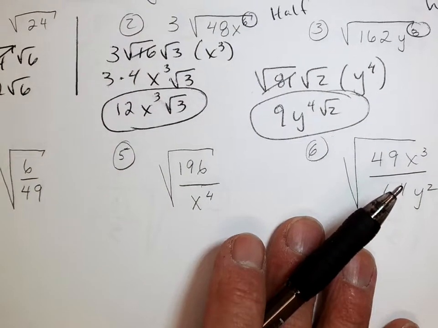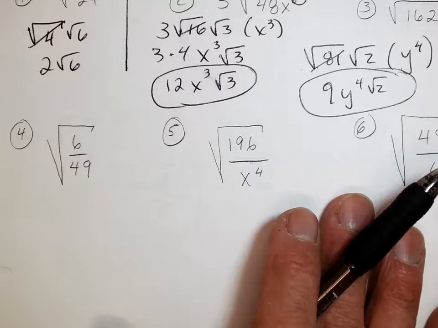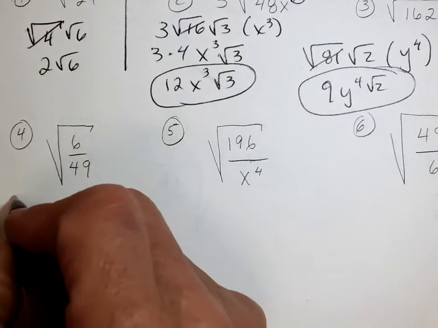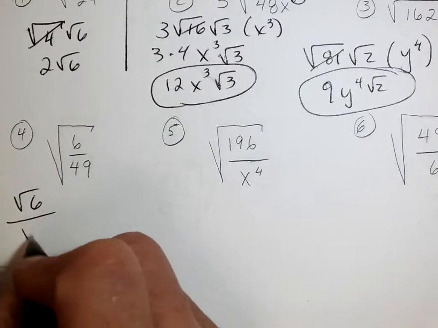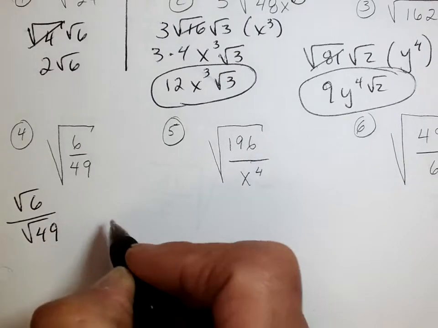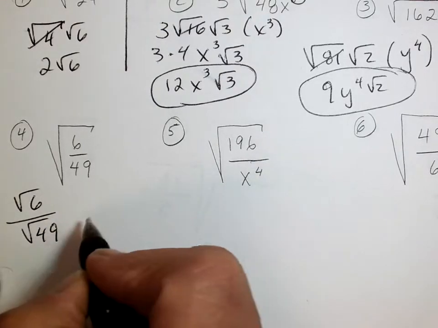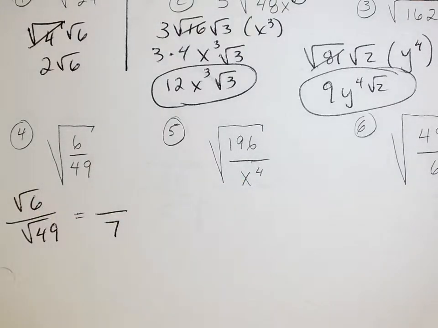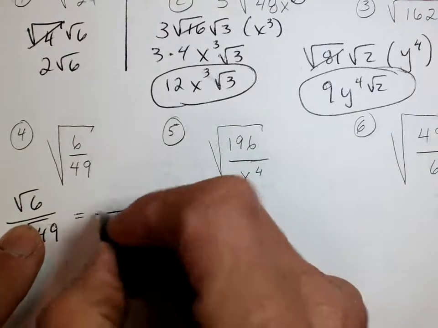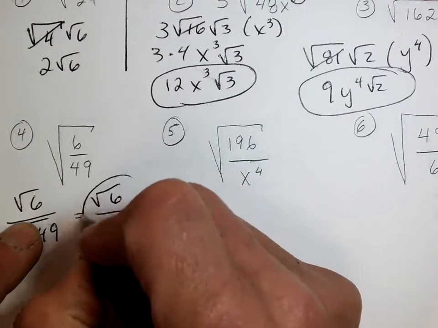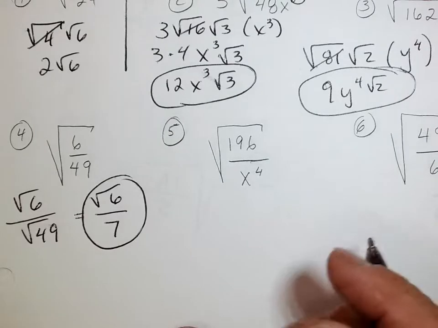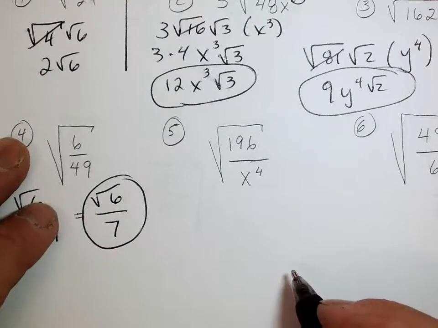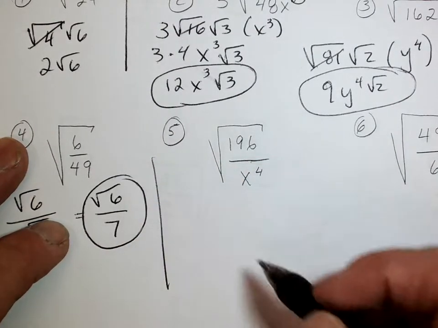Okay, number 4. Make it into two separate fractions. It's a square root of 6 over the square root of 49. And I know what the square root of 49 is. It's 7. And there is no nice square root of 6. It's just an ugly decimal number, so leave it as the square root of 6, okay? That's all I've got to do. Okay, number 5. That's the answer, yeah.